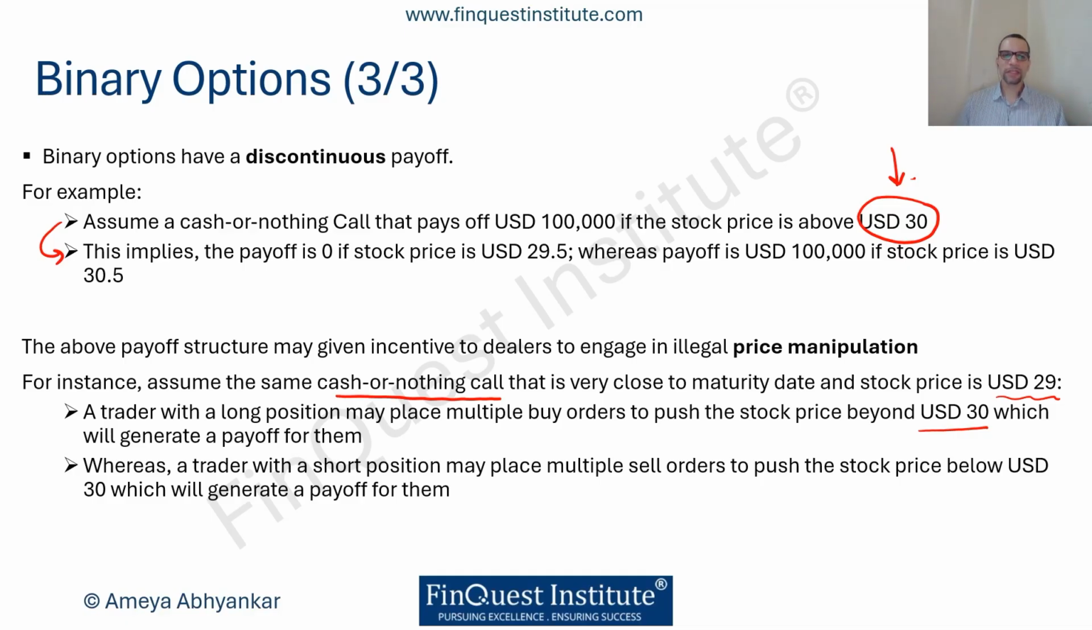On the contrary, let's say if the dealer has a short position, then they may place multiple sell orders. Again, this is going to inflate the volume artificially because they are placing multiple sell orders in order to bring down the price so that once the stock price falls below USD 30, it's going to generate a payoff for them. So these kinds of price manipulation activities are the main concern whenever it comes to a cash or nothing call or put variety. And that is why in many regulatory jurisdictions, these products could either be banned or there could be a strict set of regulations placed in order for someone to trade these kinds of products.